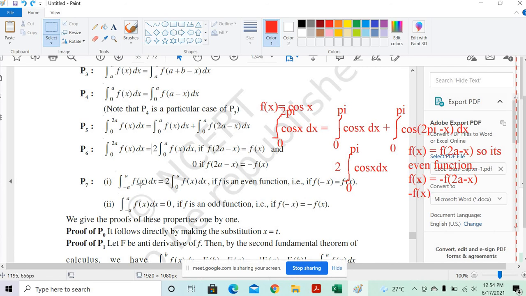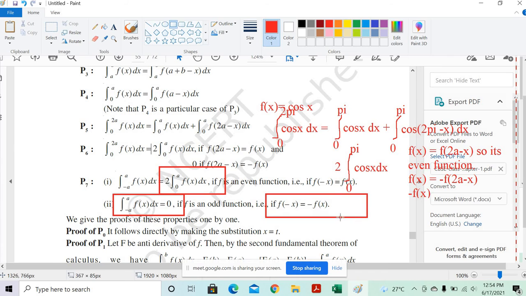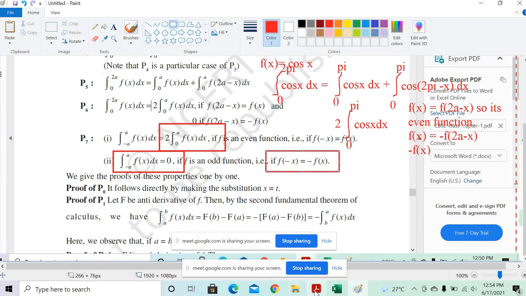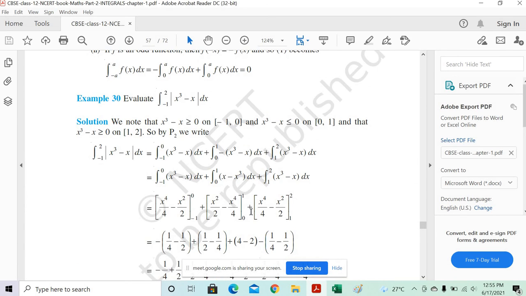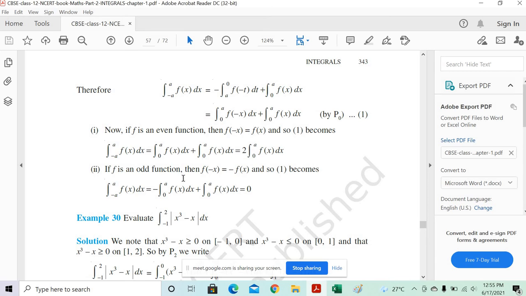So if it is an even function, then directly you can just write down 0 to a. You can reduce the limit to half of the limit, the integral from 0 to a of f of x dx. If it is an odd function, directly the answer is 0, based on this condition: if f of minus x is minus f of x, then it's 0. Clear? Yes, sir. Okay, perfect. Let's go to the next part now.